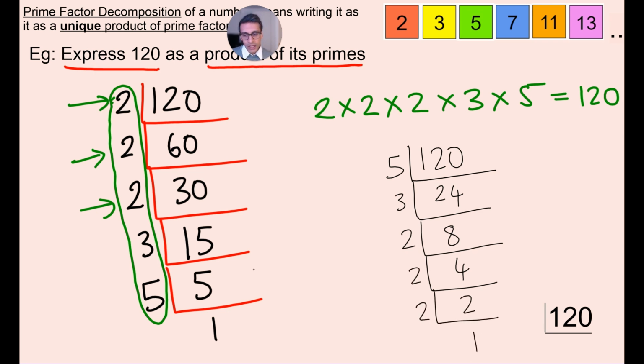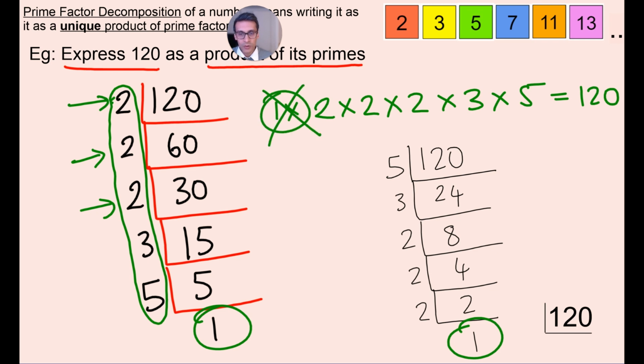I get 1. Now you'll notice the numbers I get here are the same, just in a different order. It's still going to be 2 times 2 times 2 times 3 times 5, and that is your answer here. The other thing to notice is we stop when we get to the 1 at the bottom, and we don't write 1 times. So we do not write that. 1 is not a prime number, as you already know.